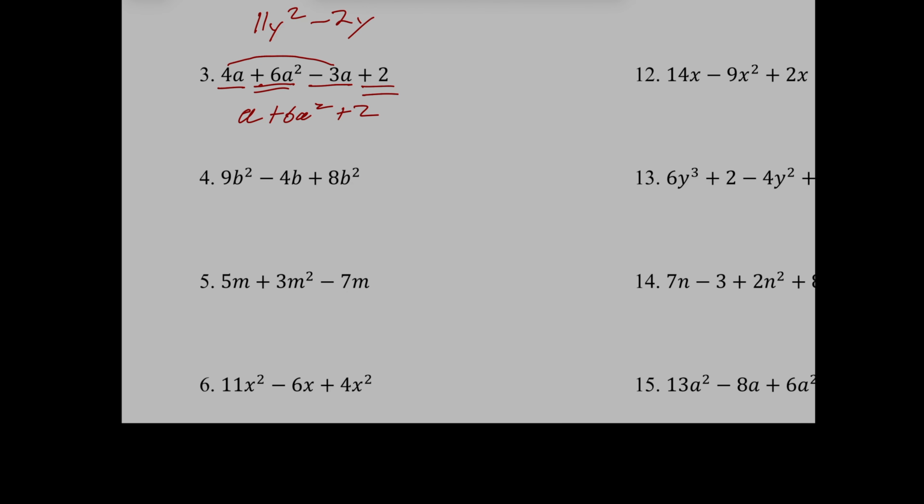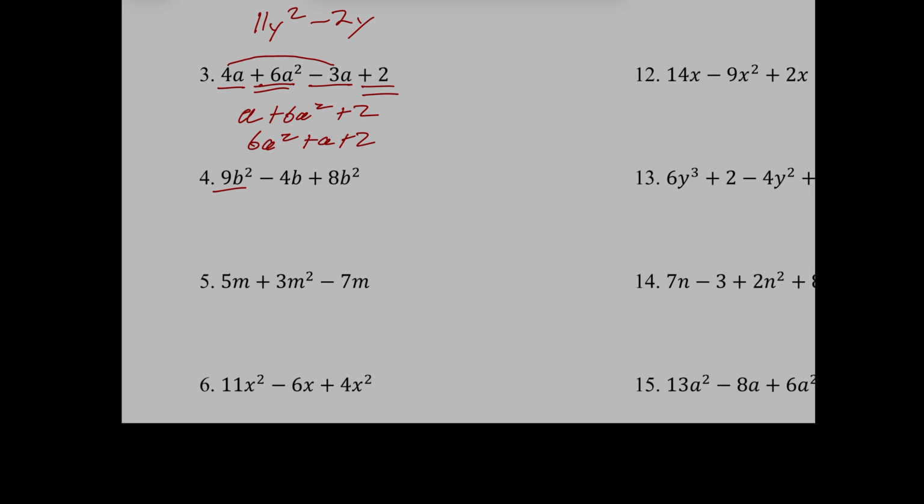We usually like to write these, though. This is not a wrong answer, but it's not really in what we would call a standard form. We always want the highest exponent to go first. So this one's a little bit better if we write it as 6a squared. That's a positive a, so write plus a plus 2. That looks a little bit better, and we'll start doing that right away.